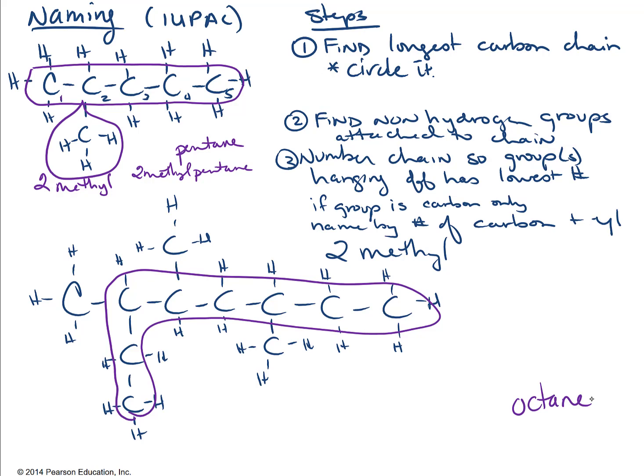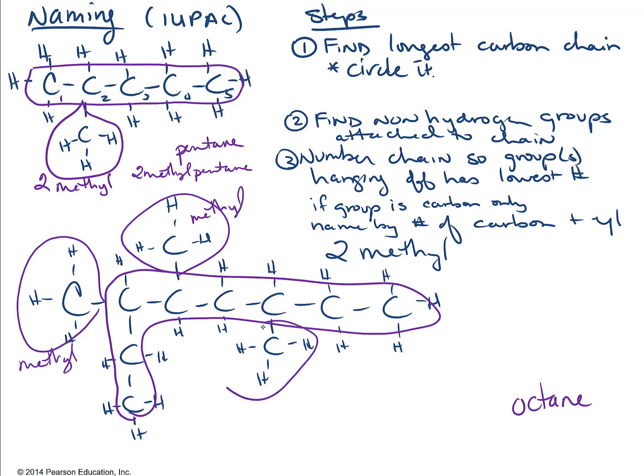So do I have any non-hydrogen groups hanging off of that chain? Yeah, I have this one. This is a CH3, so it's a methyl. This is a CH3, so it's a methyl. And this is a CH3, so that is also. So now I found them all. All the rest of the stuff is just hydrogen, so you don't have to worry about those. I just have to figure out, okay, I've got 3 methyl groups. Which carbons are they attached to?